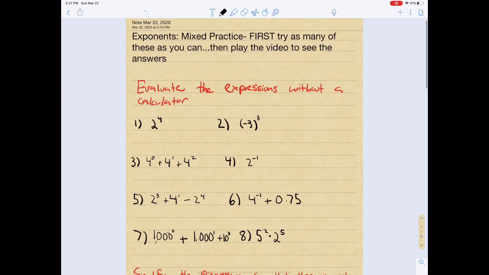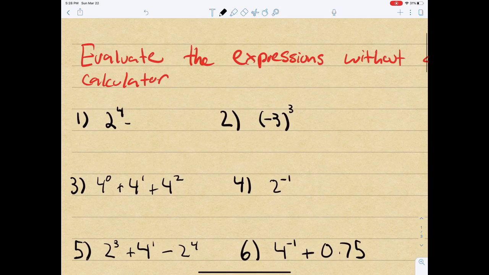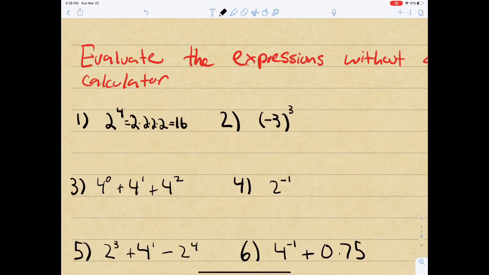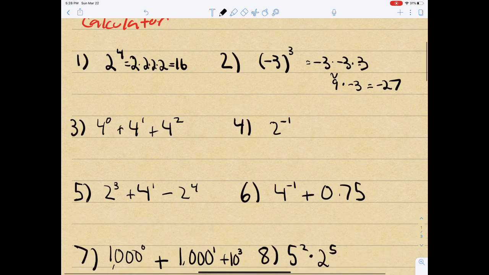Okay, so for this one you should be getting exponents, repeated multiplication. So 2 times 2 times 2 times 2. You multiply the 2 four times, you should get 16. This one, same idea. You're going to multiply -3 by itself 3 times. So that's going to be 9 right there. And then times another -3 will be a -27.